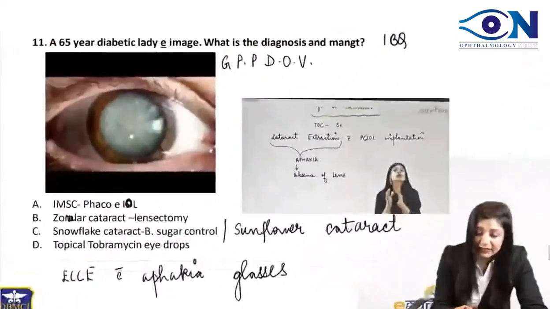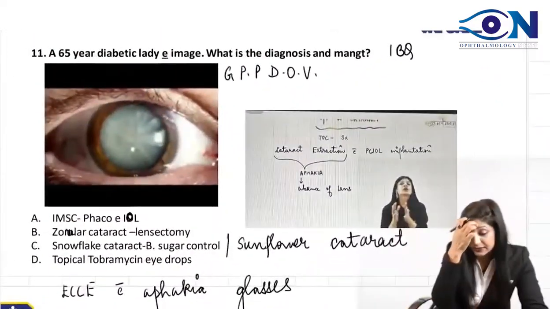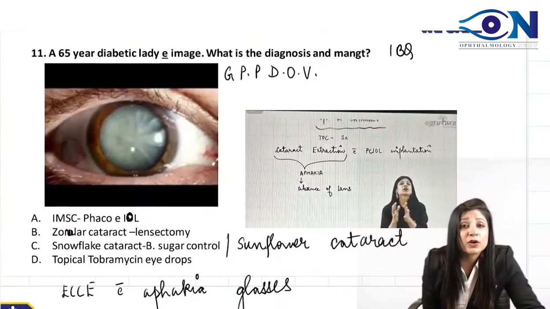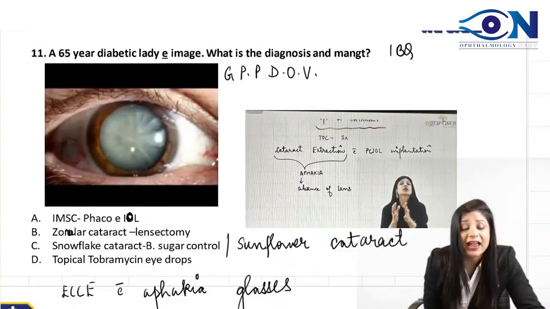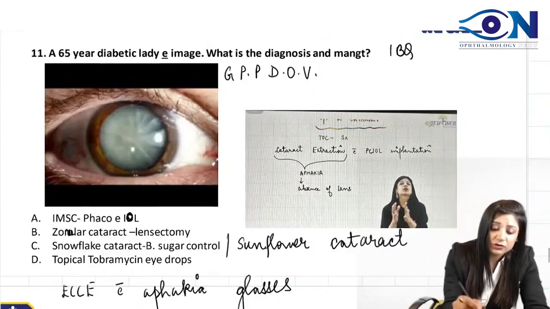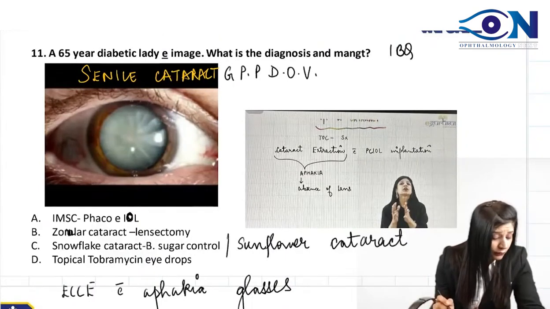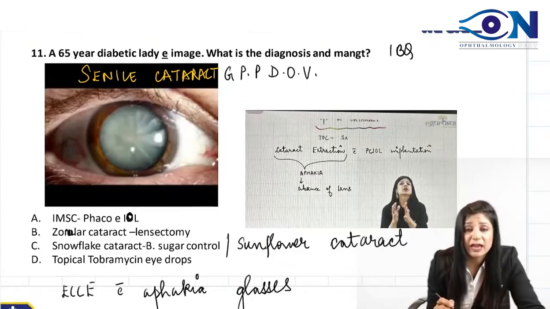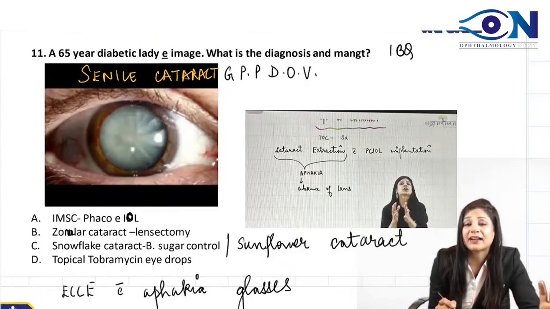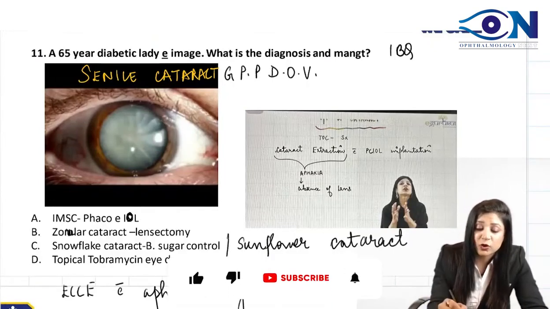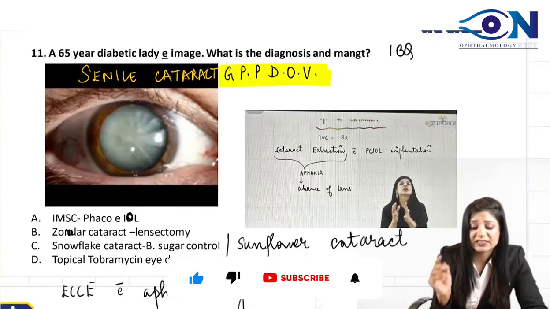Then finally we have this question, and they said that a 65 years old diabetic lady came and they had given you an image of a senile cataract. Though there is a lot of confusion about what image came, it was showing total cataract. And the patient also came with a gradual, painless, progressive diminution of vision.